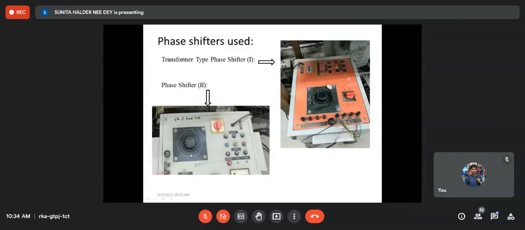Now these are the photos of the phase shifter. There are knobs, and using those we can adjust the angle: 0 degree, 120 degree, 180 degree. It controls the angle between the phases from primary to secondary within the transformer. According to that, the phase angle in the experiment gets changed, but it does not change to 180 degree. It changes within 40 to 45 degree.